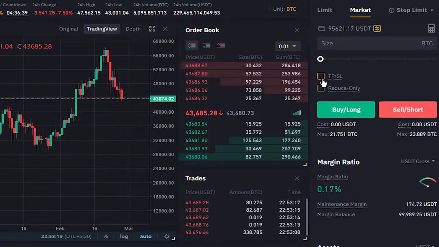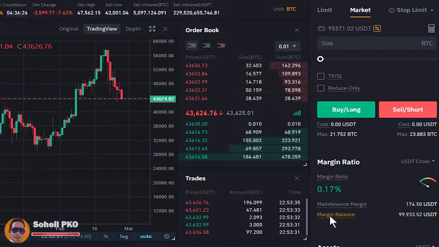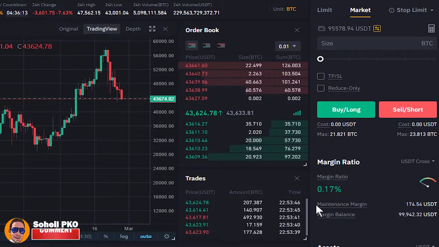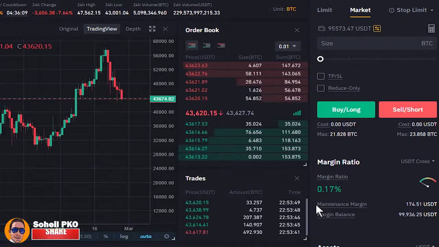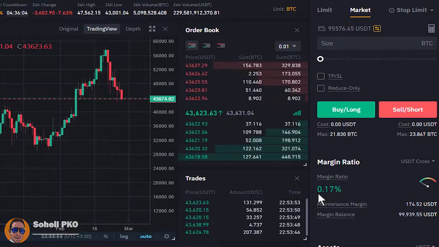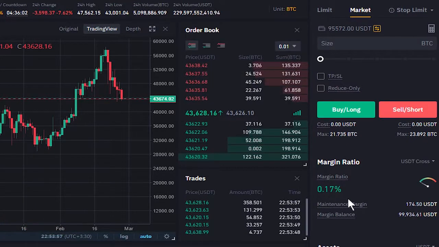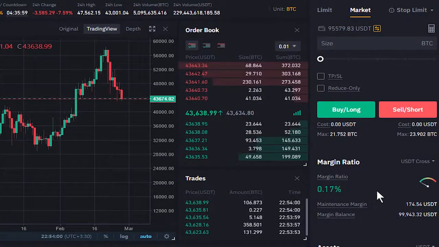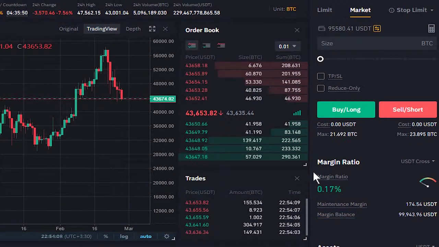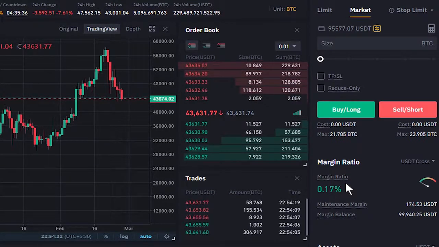Don't worry about anything. Here it shows your margin balance and your maintenance margin, which I already explained what they are. And here the margin ratio, which is maintenance margin divided by margin balance. And when this ratio reaches 100%, our positions will be liquidated. I completely explained all of these earlier, so you can go back to that part and review them if you don't fully understand them yet.